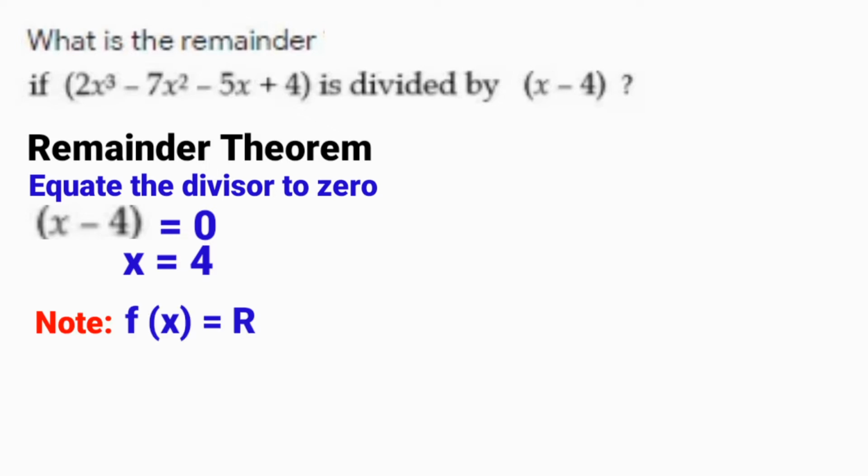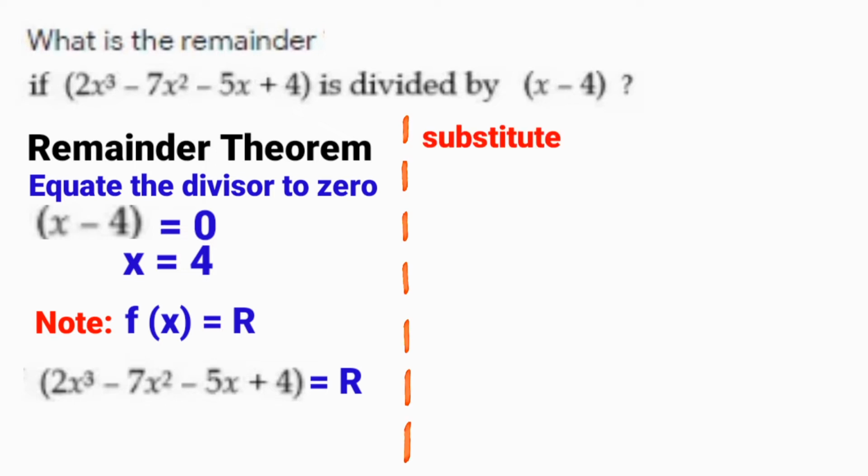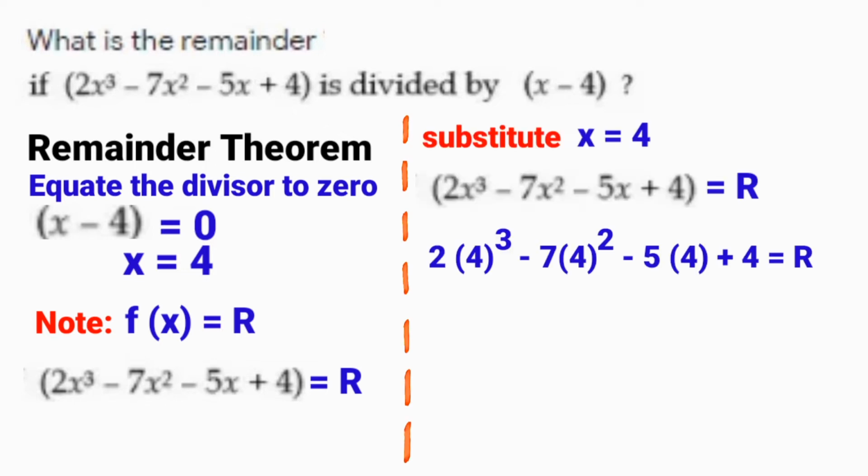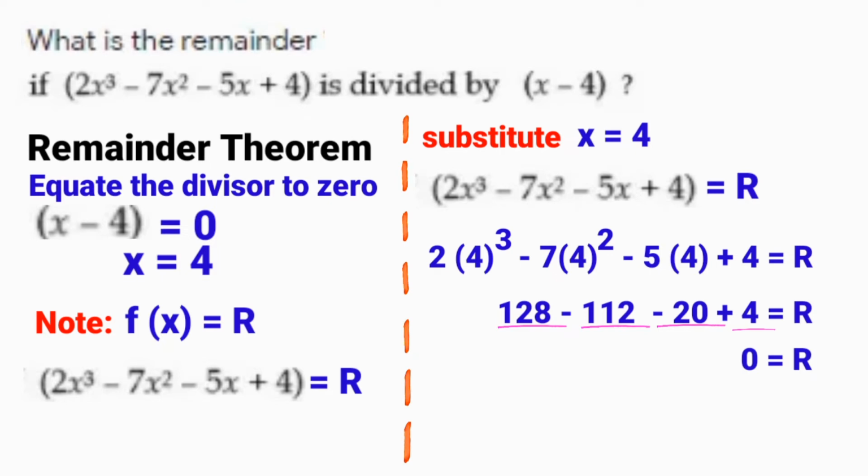The polynomial f(x) is equal to r. 2x cubed minus 7x squared minus 5x plus 4 is equal to r. Substitute x is equal to 4 to the equation. 2 times 4 cubed minus 7 times 4 squared minus 5 times 4 plus 4 is equal to r. 2 times 4 cubed is 128. Negative 7 times 4 squared is negative 112. Negative 5 times 4 is negative 20. Plus 4 is equal to r. 128 minus 112 minus 20 plus 4 is equal to 0, which means the remainder is 0.